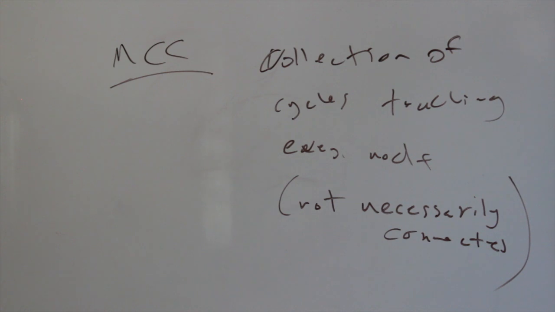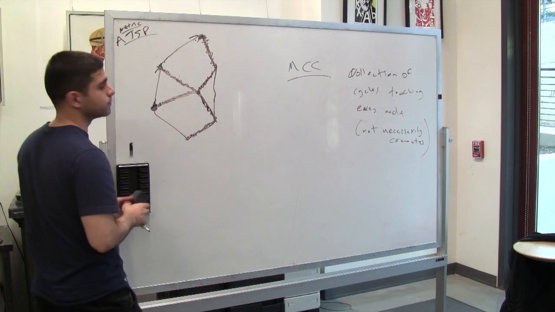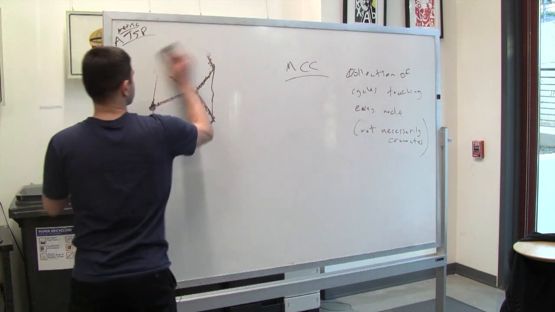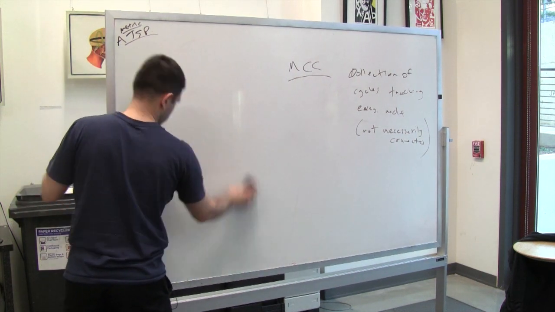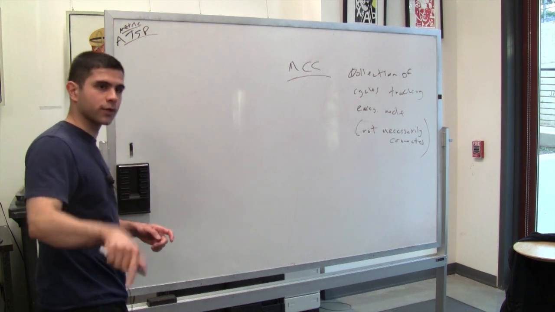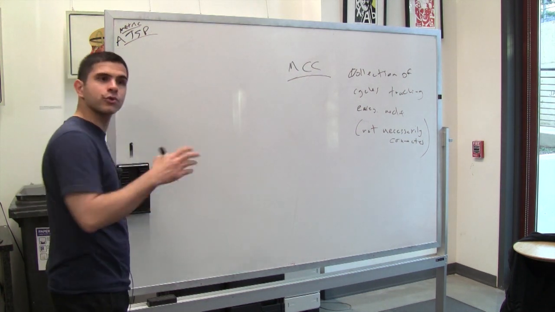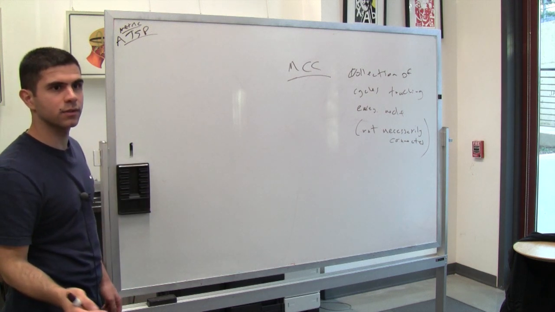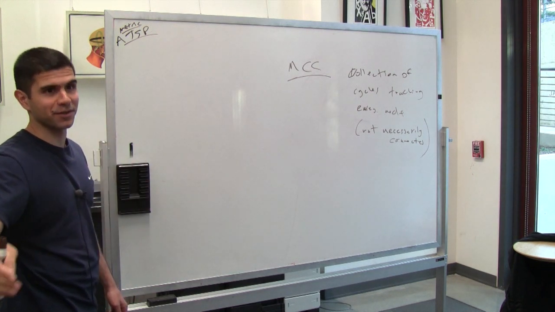What is MCC? Sorry, MCC is minimum cycle cover. That's what it stands for. So it's a cover of the vertices, not a cover of cycles. Yes, it uses cycles to cover vertices. That's what covers usually mean. You usually name the cover after what you use to cover.